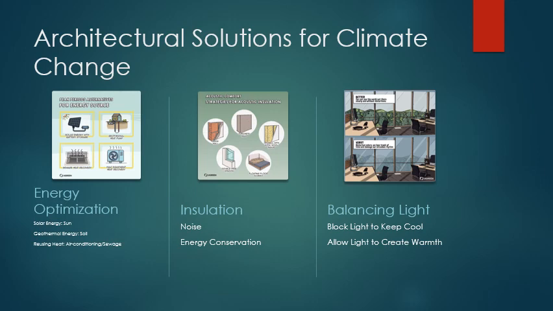The second thing to look at is insulation, noise or energy conservation insulation, and what materials to choose for creating that insulation, like the decision for choosing masonry over concrete, and adobe brick over both, which has less impact on the environment. And the third thing to look at is balancing light.